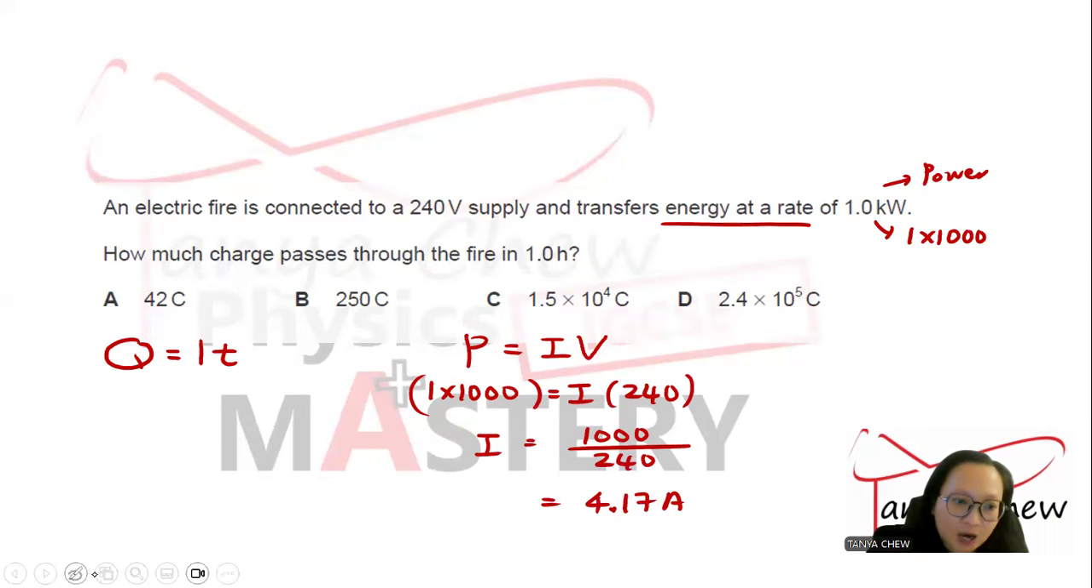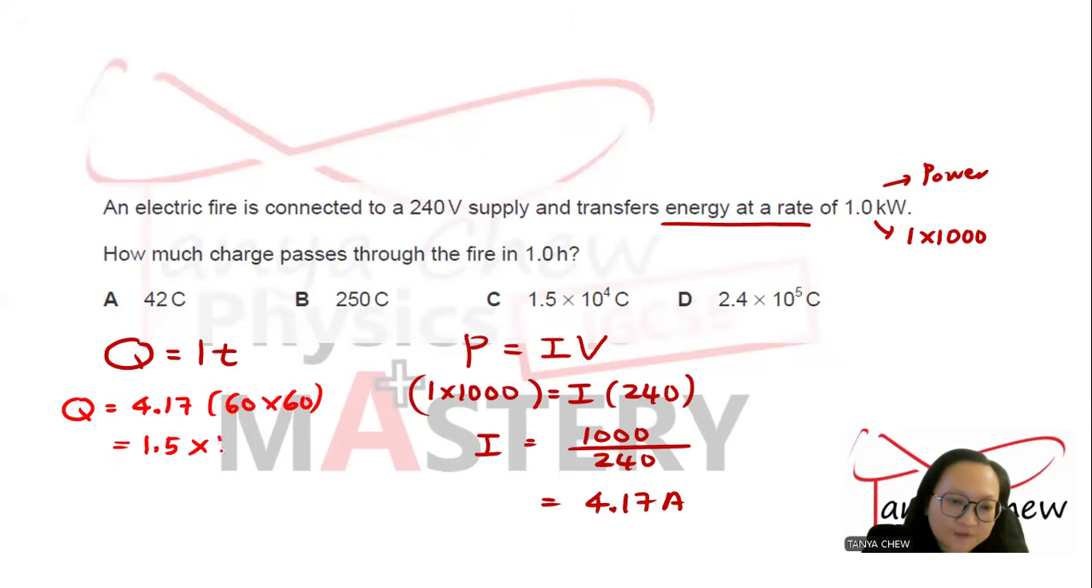So since I get the current, I can find my charge. Charge is equal to 4.17 ampere times the time. Time must be in second, but the time given is in hour. 1 hour you have 60 minutes, 1 minute you have 60 seconds. So therefore you will get 1.5 times 10 to the power of 4 coulomb. C is the answer.